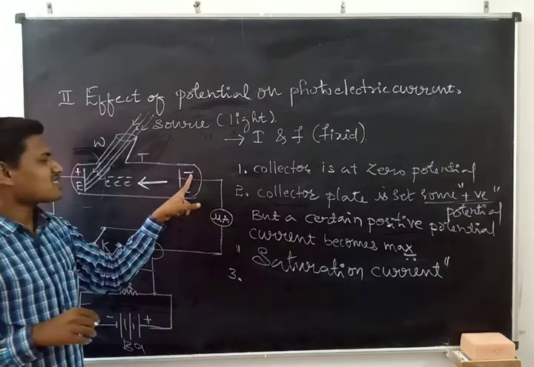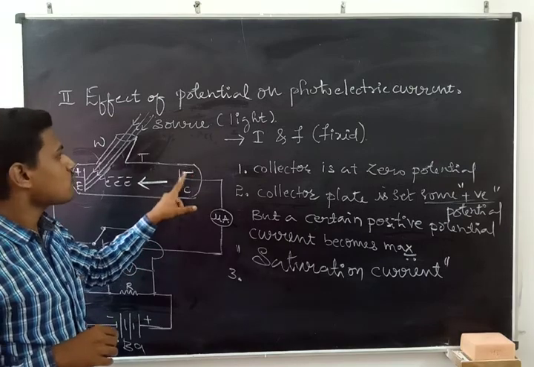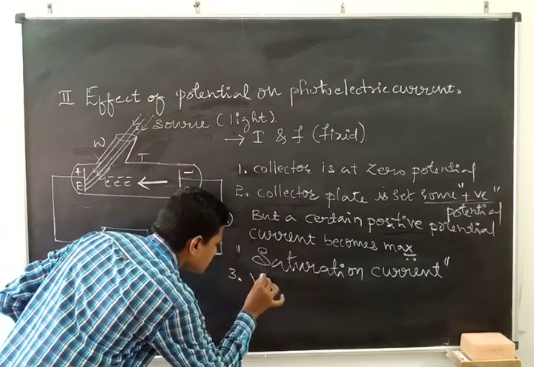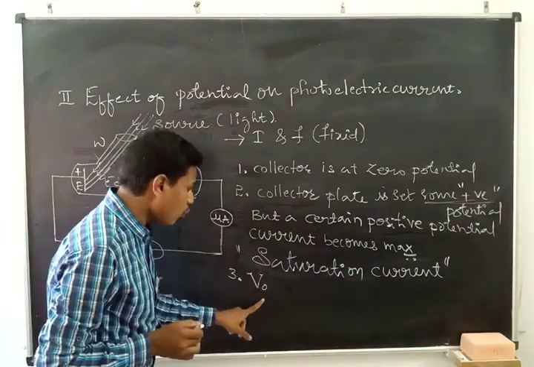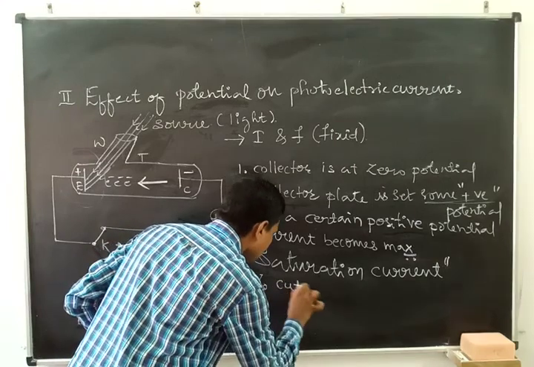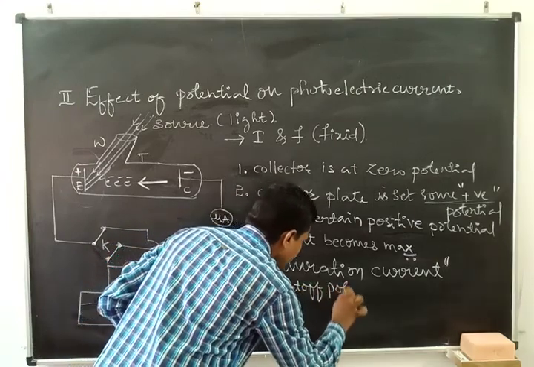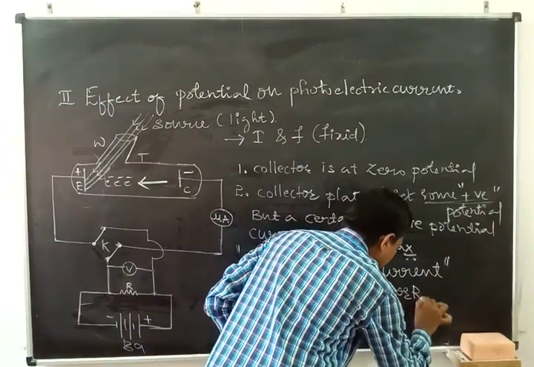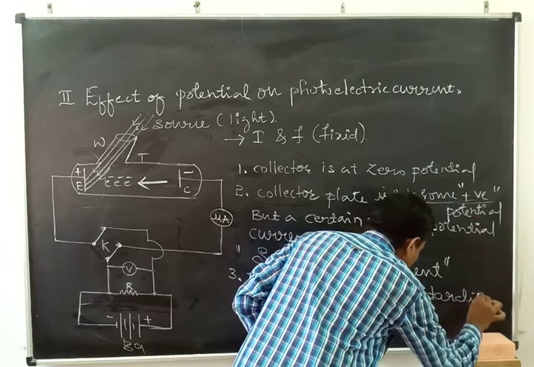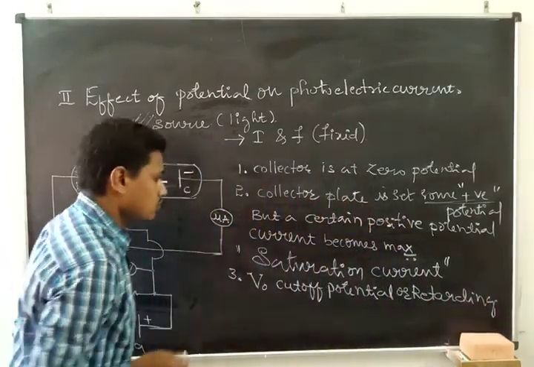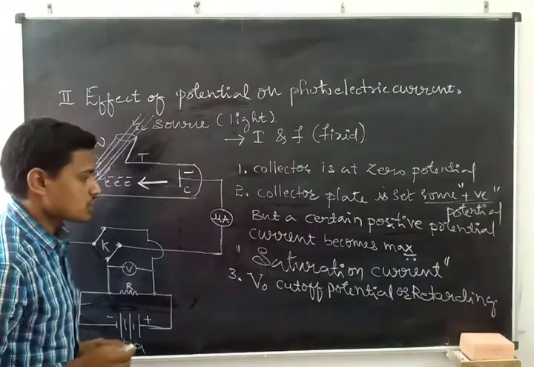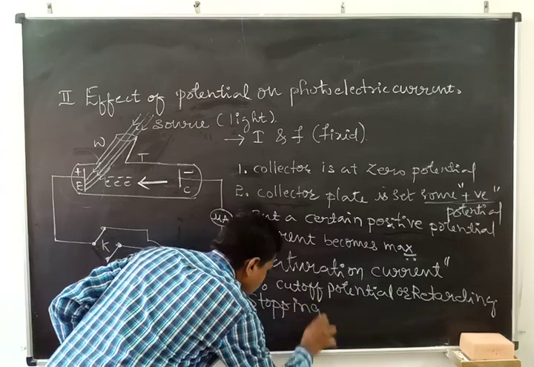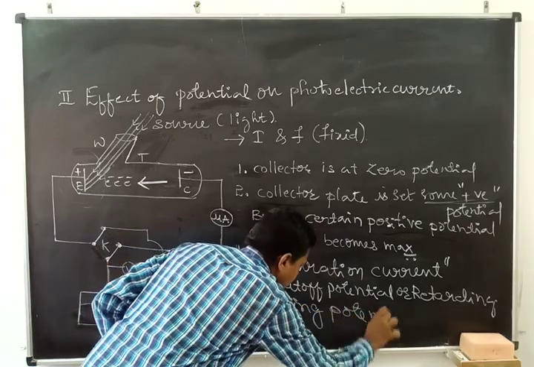And remember, at a certain particular value of potential, which I am going to call the cutoff potential, say V0, also called the retarding potential or stopping potential. This is also an important point: stopping potential. So what is the stopping potential?